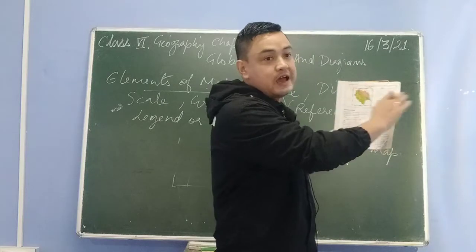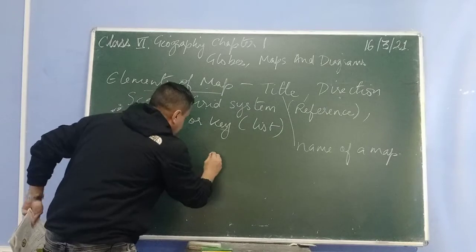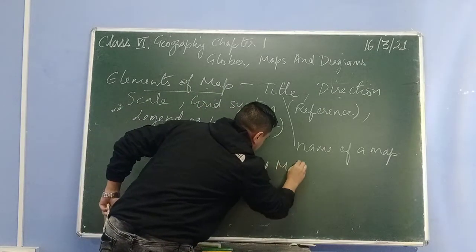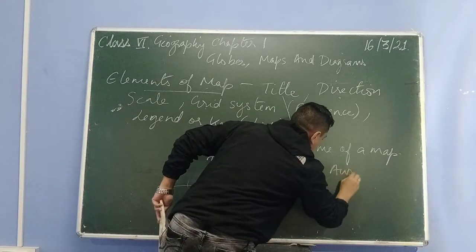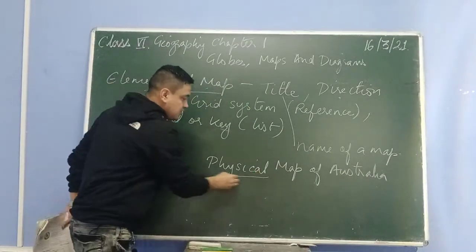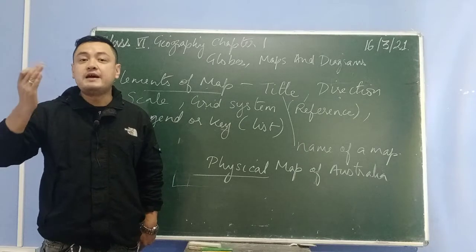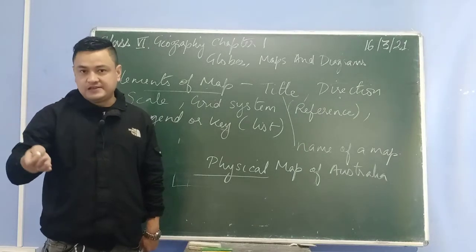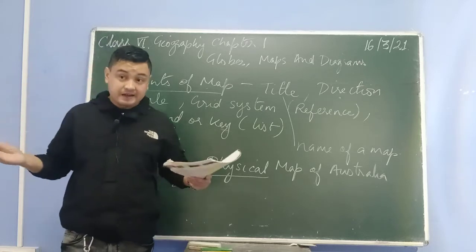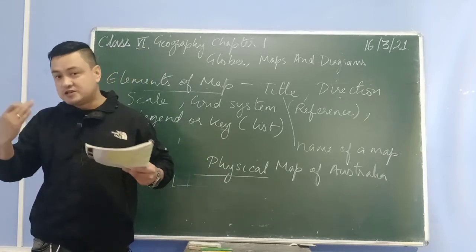Which country map are we studying? It might be Australia map. It might be written Australia map, but instead of that, it might be written physical map of Australia also. Now, what is a physical map? If you look at this word physical, physical means natural, which is not made by man. Like the trees, the soil, the rocks, the sand. Can you make sand? It is made by nature. That is the physical feature or natural feature of the earth.